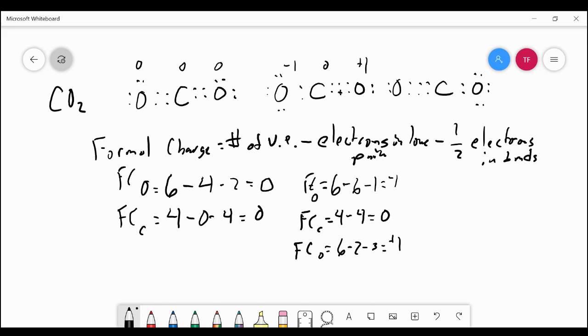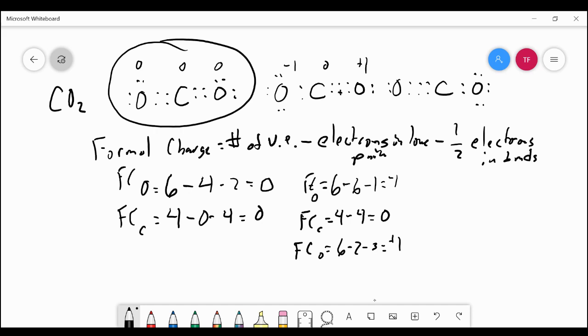So if you'll notice, we do not have 0 formal charges in all the atoms. We have a negative formal charge on one oxygen, we have no formal charge on the carbon, and we have a positive formal charge on the other oxygen. That means that this structure is not as likely as the first structure with all formal charges of 0. Typically, structures that have formal charges closest to 0 are going to be the most stable structure. So our most likely candidate for the structure of carbon dioxide is this one.